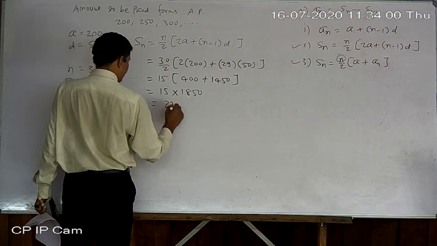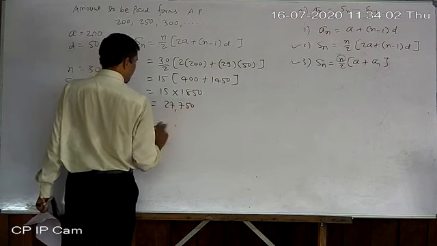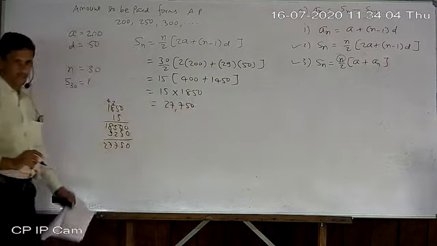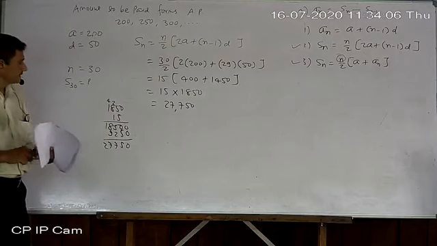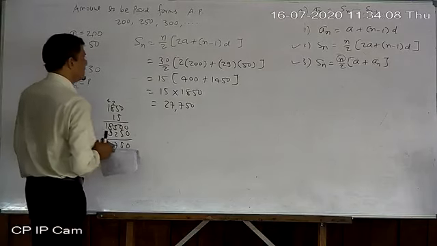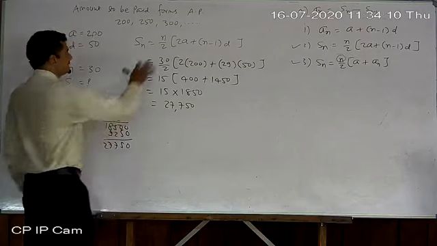So the total is 27,750 rupees. Now write down the statement. He has to pay rupees 27,750.